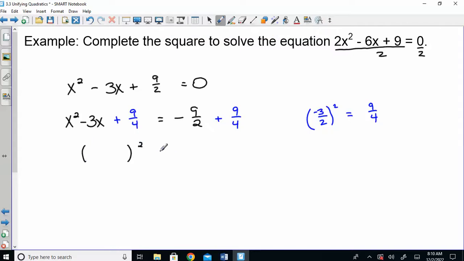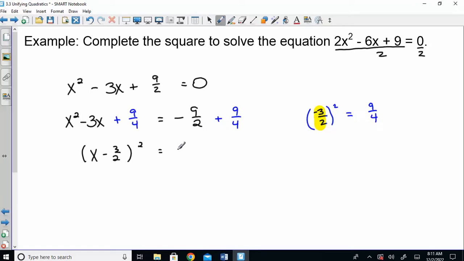Okay, we made a perfect square, so this should factor into something squared. How do I know what that something is? Your first number when you divided it by 2. Right, that number before we squared it, after we divided by 2, we had negative 3 over 2. So this is x minus 3 over 2 squared.